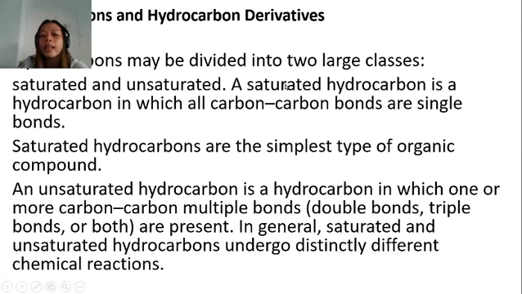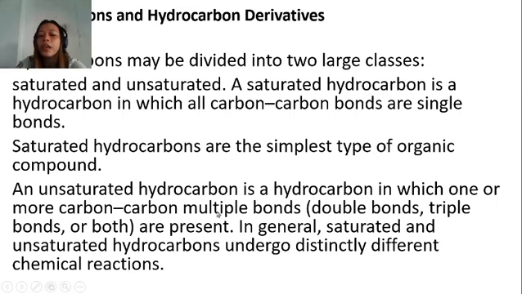A saturated hydrocarbon is a hydrocarbon in which all carbon atoms are joined by single bonds, meaning there is a single bond in all of these carbon-to-carbon bonds. Later we will see an example of this. Saturated hydrocarbons are the simplest type of organic compounds. Since they form only single bonds, they are the simplest form of organic compound.